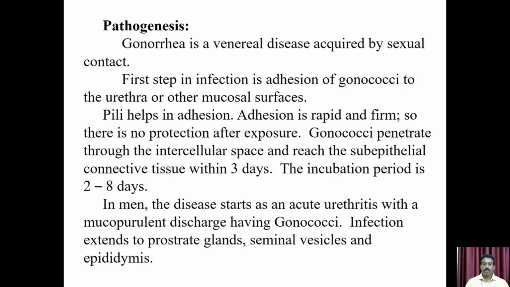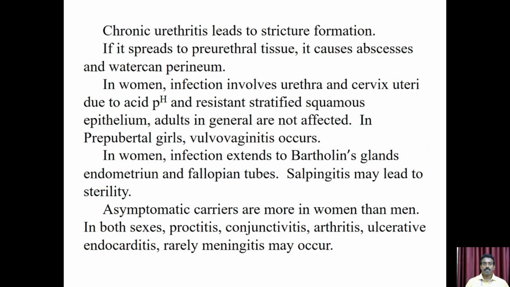In men, the disease starts as acute urethritis with a mucopurulent discharge containing gonococci. The infection extends to the prostate gland, seminal vesicles and epididymis. Chronic urethritis leads to stricture formation. If it spreads to peripheral tissues, it causes abscess and watering-can perineum.